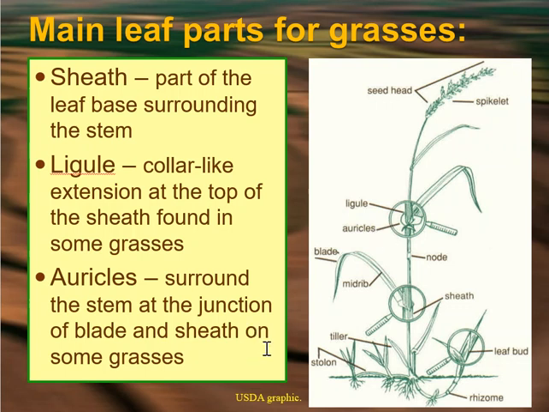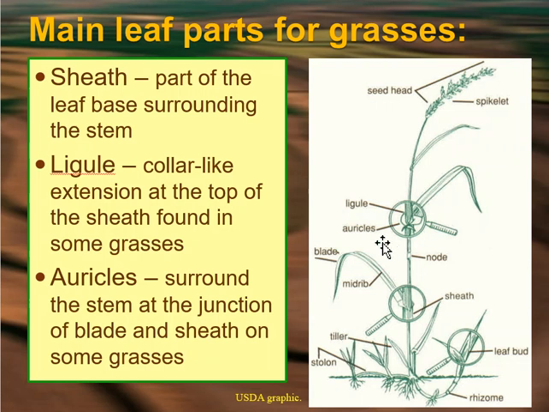And then the auricles, sorry, that was a way bad pronunciation of that word. Auricles surround the stem at the junction of the blade and sheath on some grasses, okay? So it surrounds the stem right where the sheath and the blade meet.